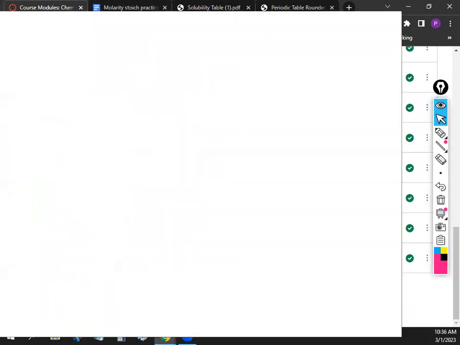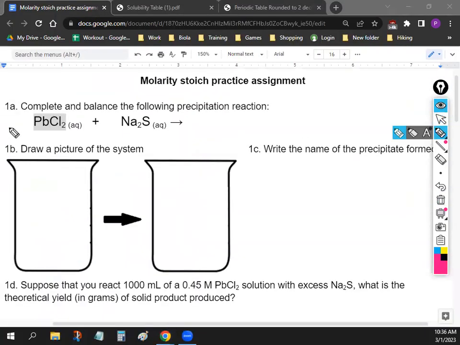Oops, wrong page. Okay, so this chemical turns into Pb2+. And this turns into Cl-. Okay, everybody good with that? That part should be pretty easy now. Okay, let's go to the next one.